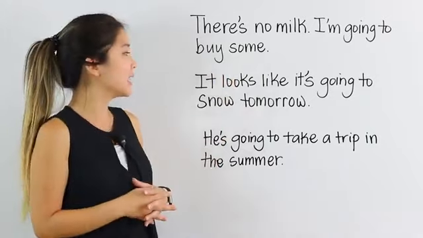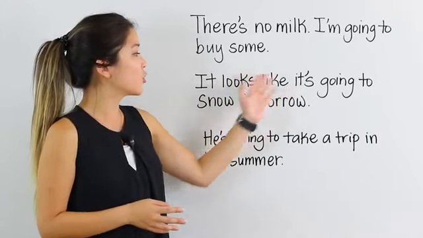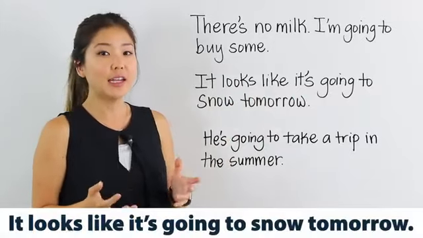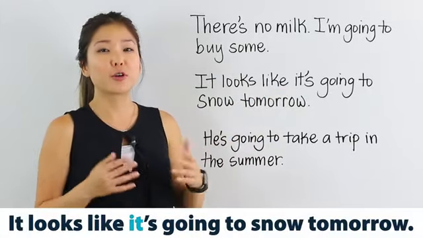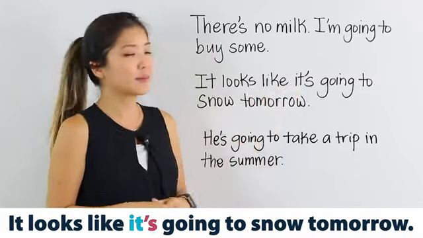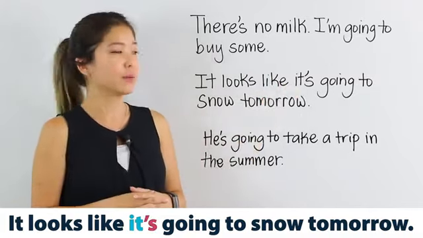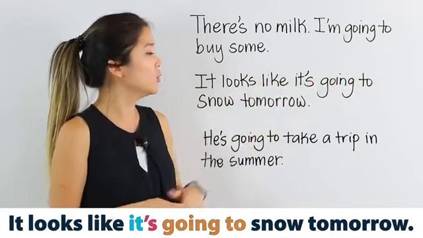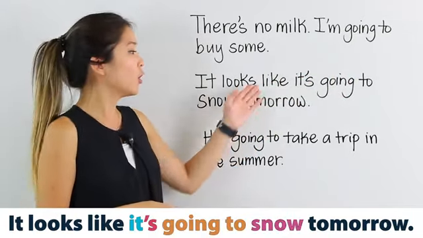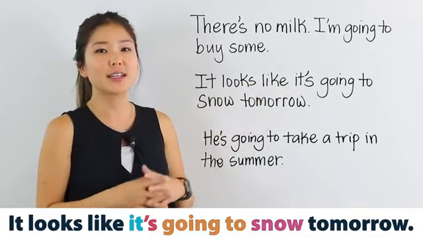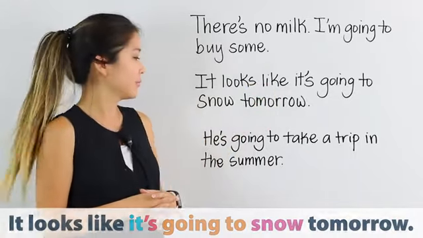The next sentence says, it looks like it's going to snow tomorrow. Here, the subject is it, and so I use the be verb is. It is. It's is the contraction. It's going to, and then we use the base verb, snow. The word tomorrow shows that this is a future action.